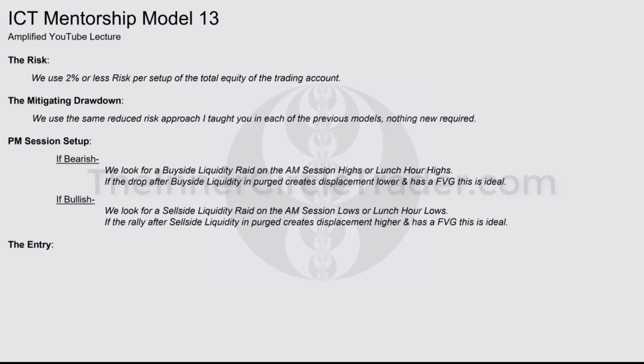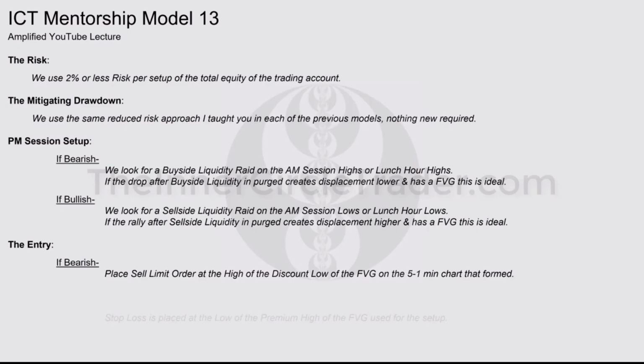All right, the entry. If bearish, this is redundant, I know, but this is how it's spelled out for you. Place sell limit order at the high of the discount low of the fair value gap on the 5 down to 1 minute chart, whichever one forms the fair value gap. Stop loss is placed at the low of the premium high of the fair value gap used for the setup.